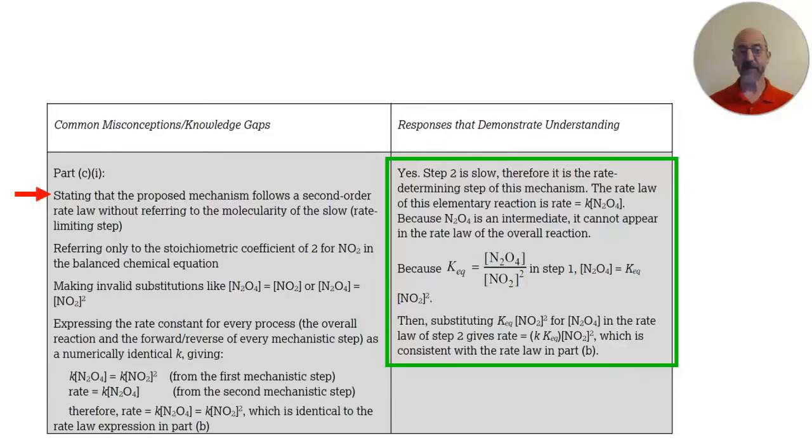Simply stating that the proposed mechanism follows second order rate law without referring to the molecularity of the slow step. Referring only to the stoichiometric coefficient of 2 in the overall balanced equation. So you can't just look at the stoichiometry of the overall balanced chemical equation. And then making some sort of invalid substitutions like N2O4 is equal to 2 molecules of NO2. That would not earn the point.